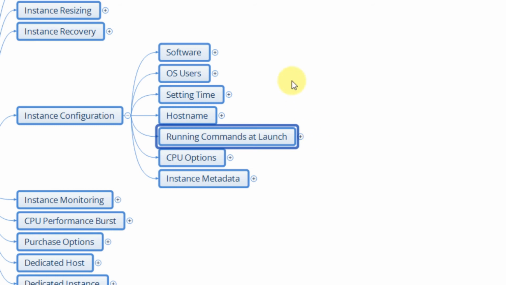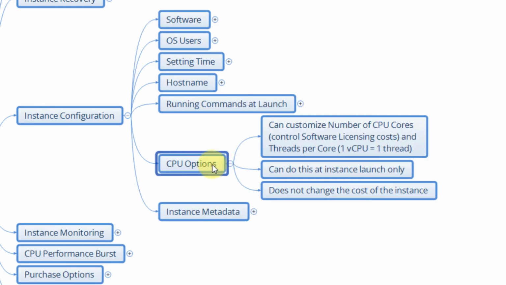Now, another aspect of instance configuration you have to think about is CPU options. You have the ability to customize the number of cores. And why would you do that? In case your software licensing is on a per-core basis, you can control that to control your licensing costs. You can also control the number of threads that are run per core. One vCPU is one thread. You can change CPU options at launch time only. And changing CPU options does not change the cost of the instance type that you are launching.